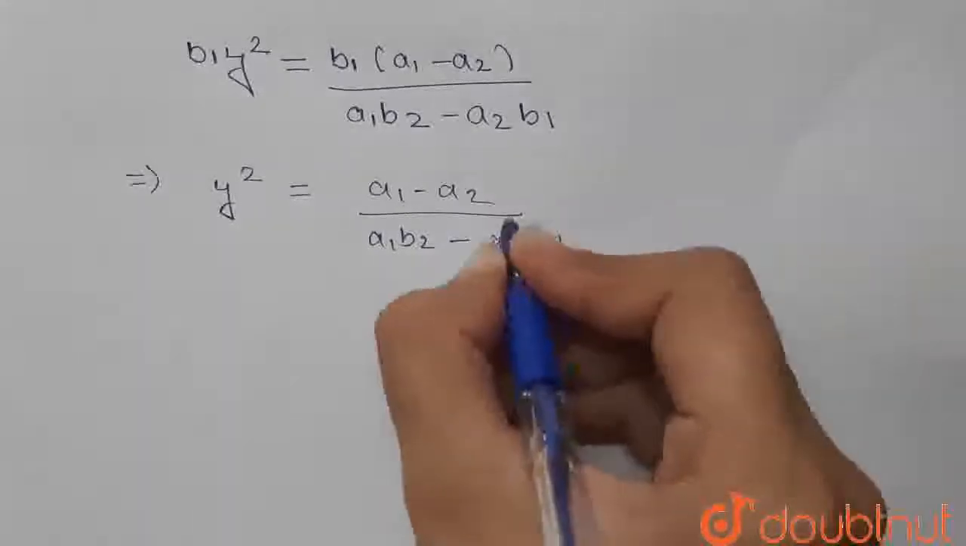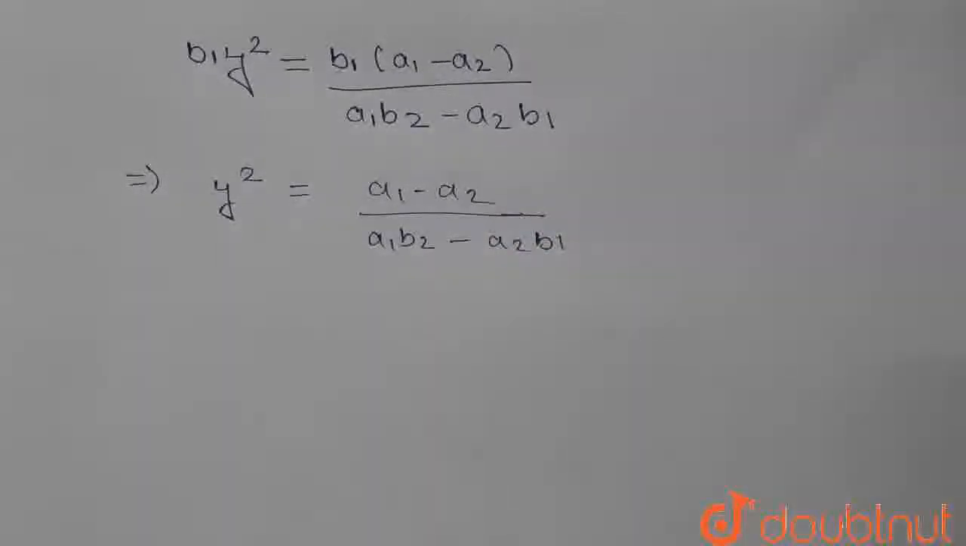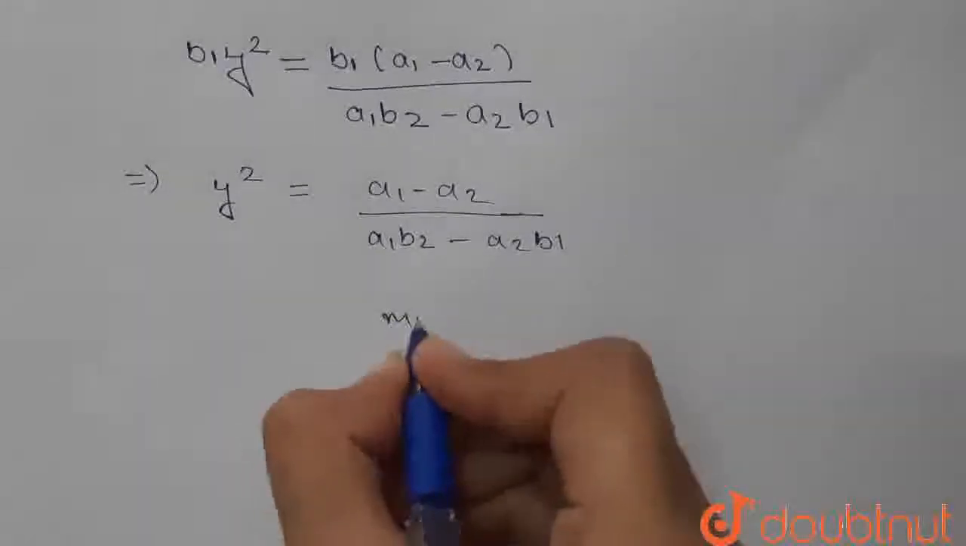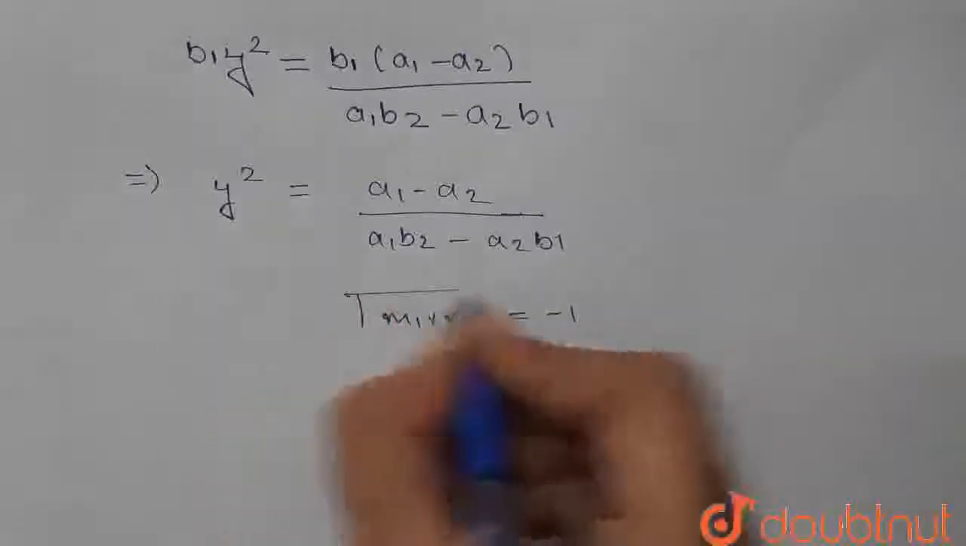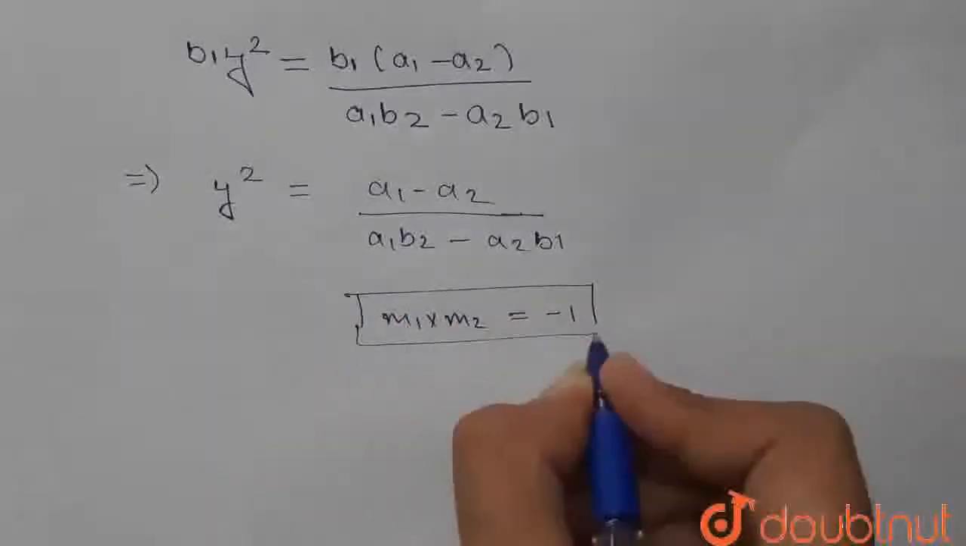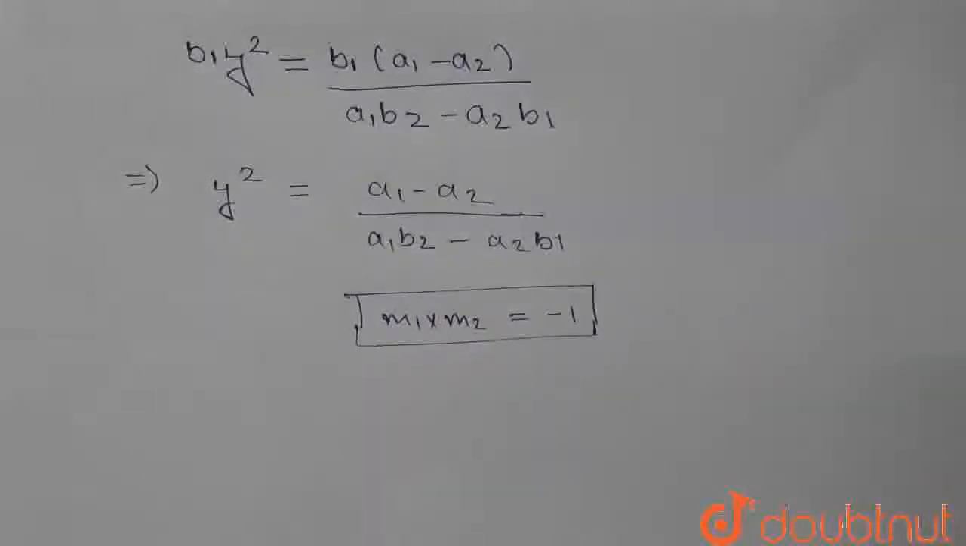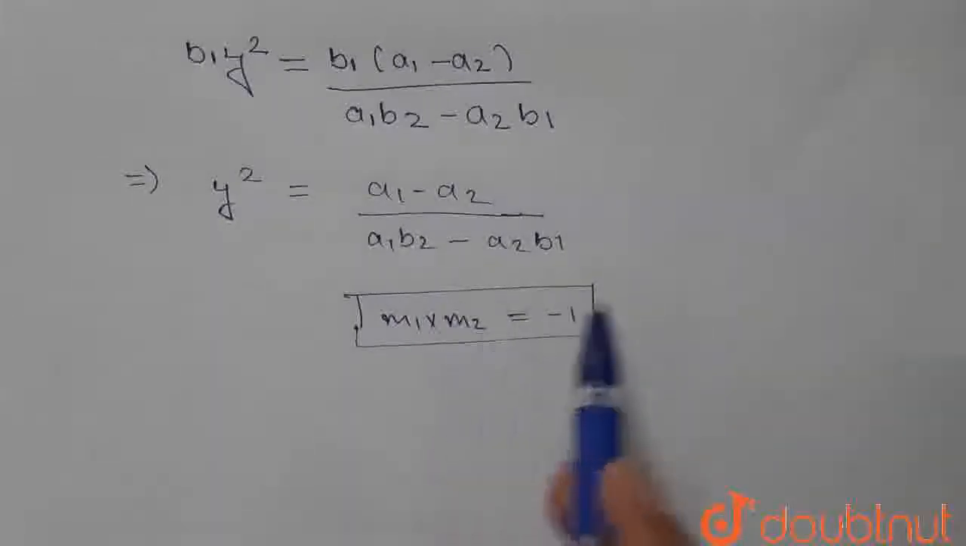Okay, now if they are intersecting orthogonally, that means the product of their slopes must be equal to -1, right? That means m1 into m2 must be equal to -1 if they are intersecting orthogonally, right? So now our next step is to find the slope of these two ellipses, right?